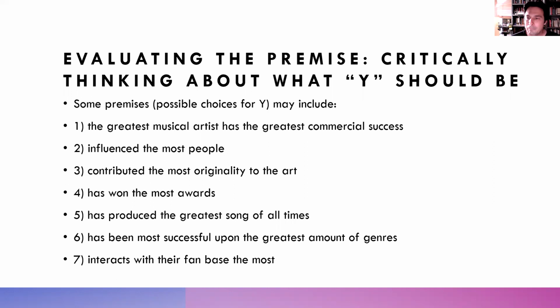But now that we've given a variety of possibilities for y, we can begin to critically think about the criteria for any individual premise that y might be. So if we pick number 2, has influenced the most people, we have to critically think and justify why that is a better criteria than all the other 6 criteria or other ones that you can think of. So this is an example of, instead of initially agreeing with the conclusion, starting to evaluate the premise.